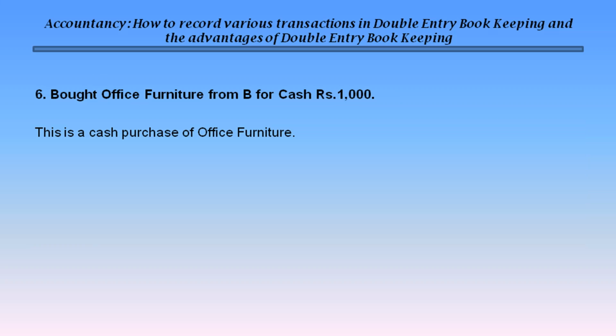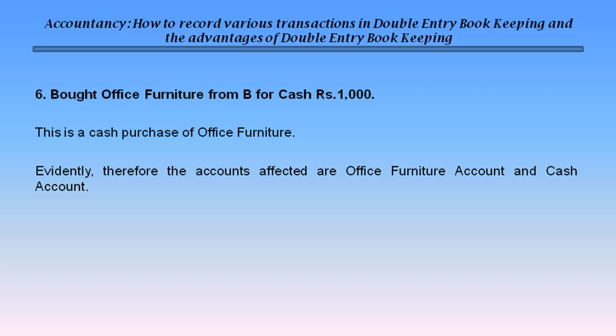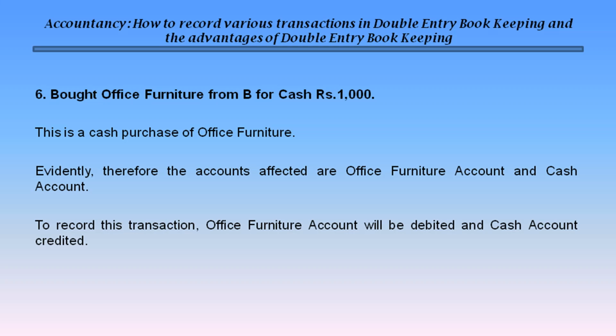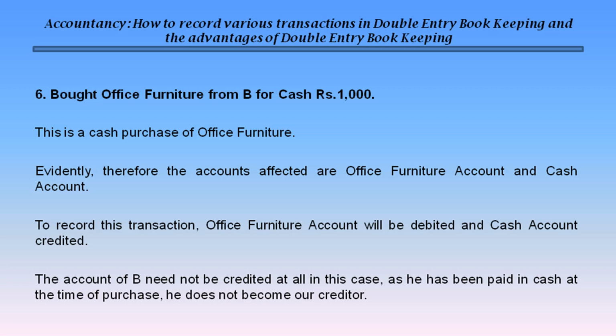Bought office furniture from B for cash 1000 rupees. This is a cash purchase of furniture. Evidently, therefore, the accounts affected are office furniture account and cash account. To record this transaction, office furniture account will be debited and cash account credited. The account of B need not be credited at all in this case, as he has been paid in cash at the time of purchase. He does not become our creditor.